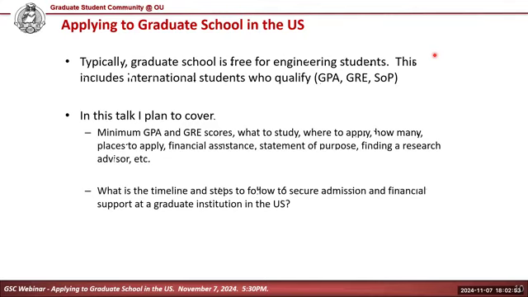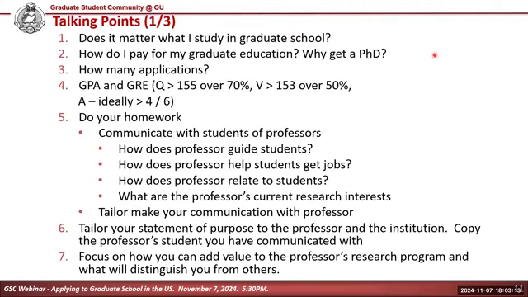So in this talk, I plan to cover minimum GPA and GRE scores, what to study, where to apply, how many places to apply, financial assistance, statement of purpose, finding a research advisor, etc. And then I will touch upon what is the timeline and steps to follow to secure admission and financial support at a graduate institution in the US.